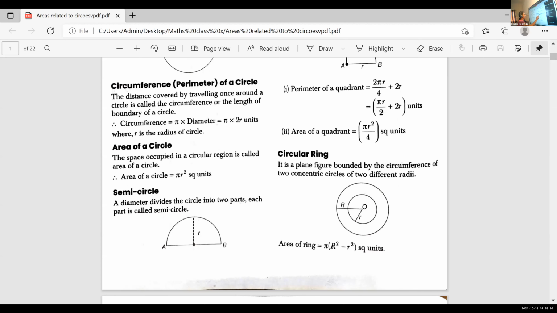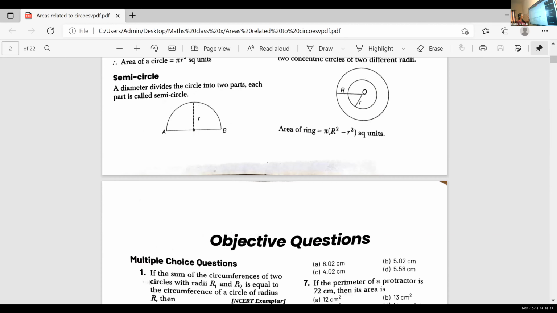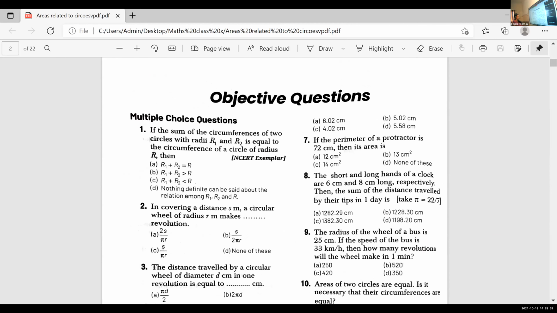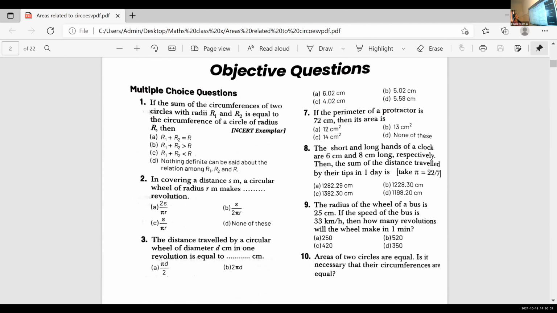And what about the area of a circular ring? A circular ring means the portion enclosed between two circles. That part only we call a circular ring. So, how will you find the area of the circular ring? Area of the bigger circle minus area of the smaller circle. Okay. Now, do these questions, children.